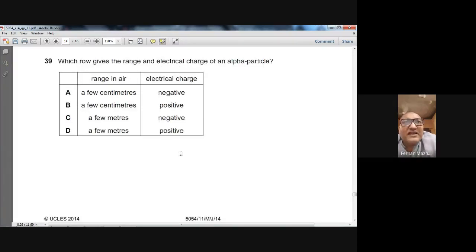Which row gives the range and electrical charge of an alpha particle? You know the alpha particles, they are like the nucleus of helium. They have positive charge and their penetration power is very low. In air, they can only travel a few centimeters. So alpha particles, the charge is positive and the penetration power in the air is just a few centimeters. So I think B is the best option.